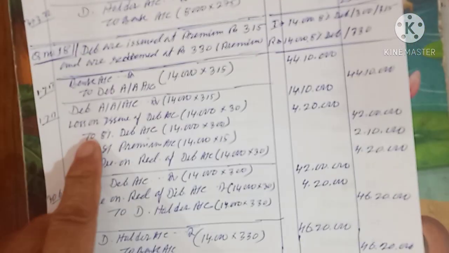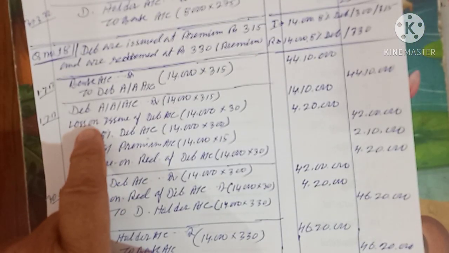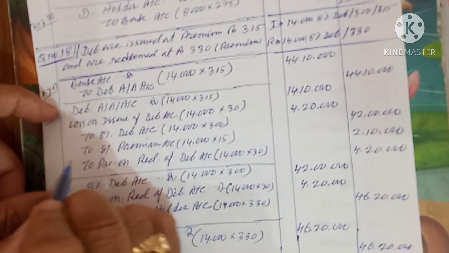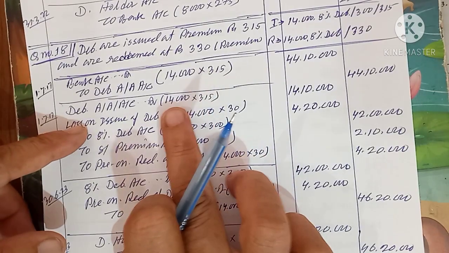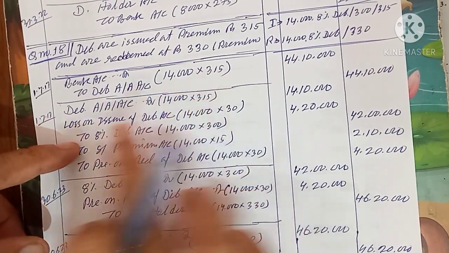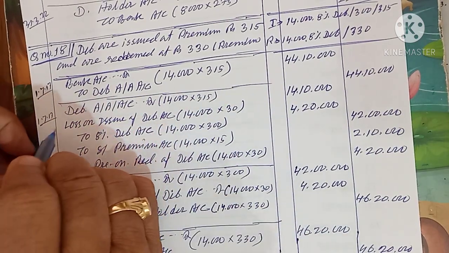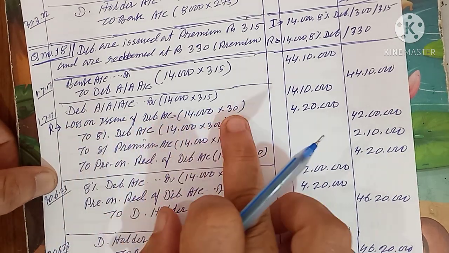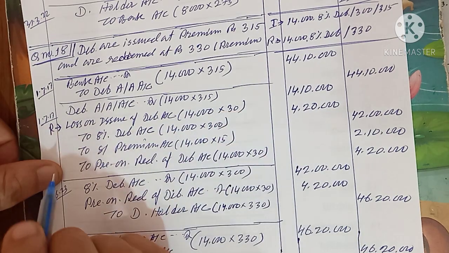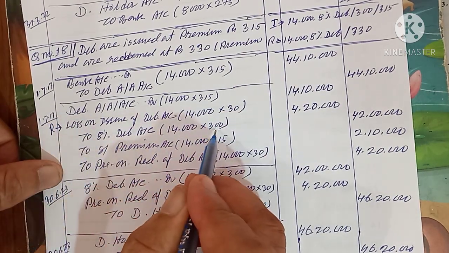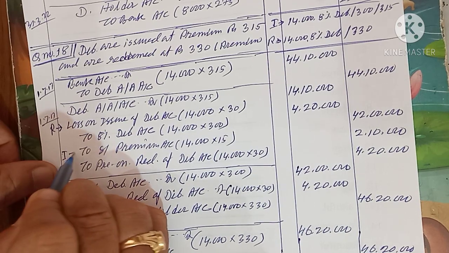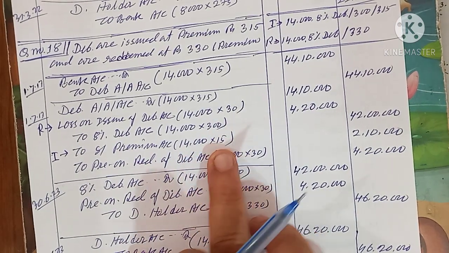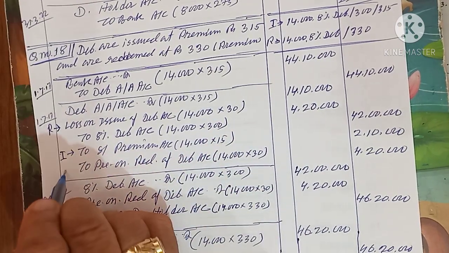Now the second journal, you have to understand: one loss will come due to redemption time and one profit will come due to issue time. So debenture application and allotment account debit, that is 14,000 into 315. Loss on issue of debenture, that is the loss at the time of redemption, that is 14,000 into 30 rupees extra you have to give. To 8% debenture, that is the face value. To securities premium, that is the profit at the time of issue, that is 14,000 into 15. To premium on redemption of debenture account, that is the redemption.